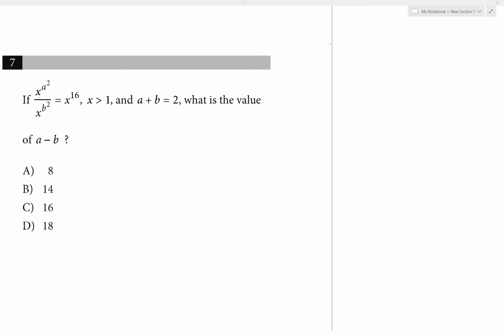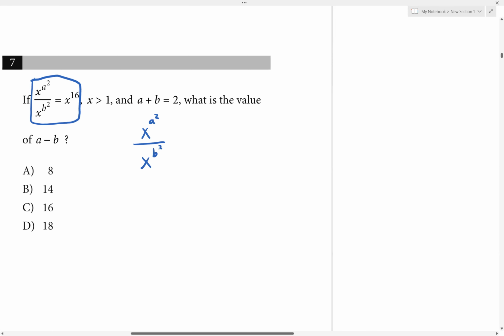So if we're not sure where to begin, we can always try to simplify things a little bit if we can. Out of all the information that they give us, x is greater than 1, a plus b equals 2, there's not much we can do there, right? But we can start with this really complex looking fraction, that equation. Let's see if we can simplify this a little bit.